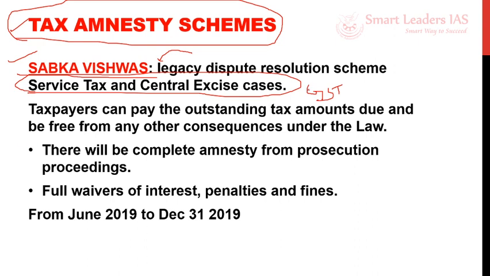Idhu enna tax amnesty? Any dispute that you have, for example, you would have paid a certain amount of taxes to the government on your calculation, but the government would be saying, no, you are wrong. Tax officials would have sent you a summons report that you have to pay an extra 1 crore. Then you say, no, I will not pay. So this is the disputed amount. So you will say, we can see in the court, in tax tribunals, and this will be pending for resolution.